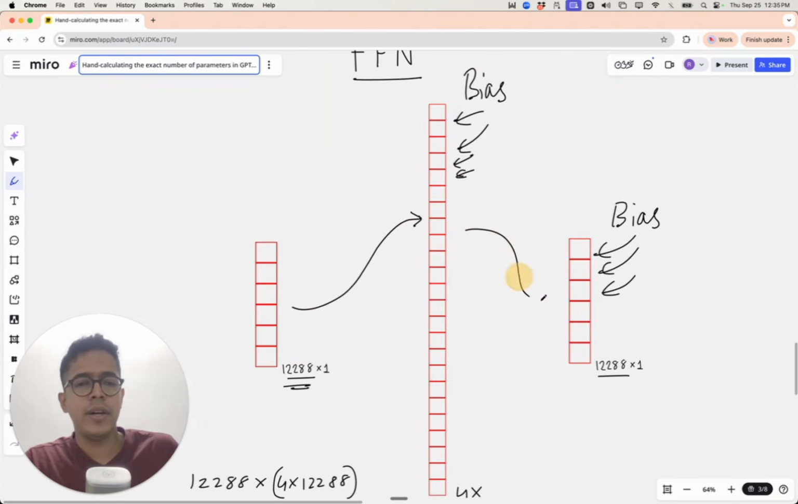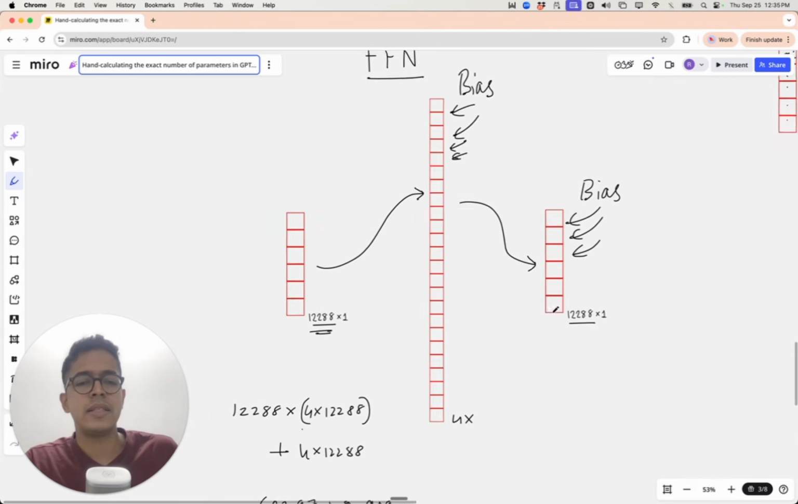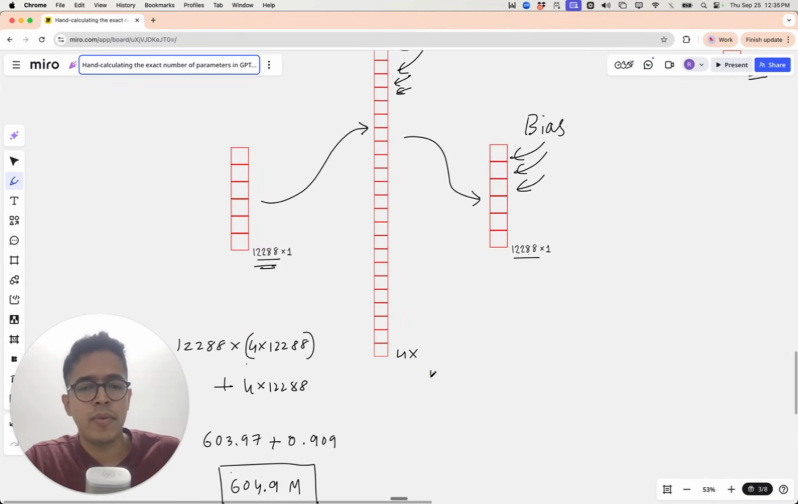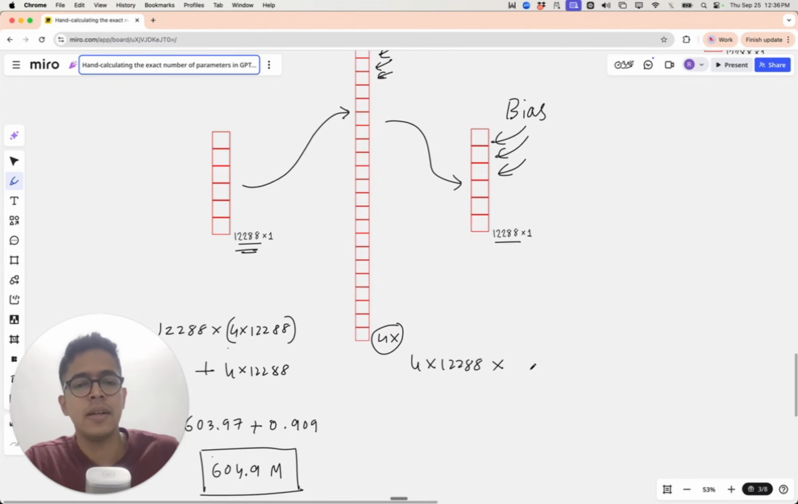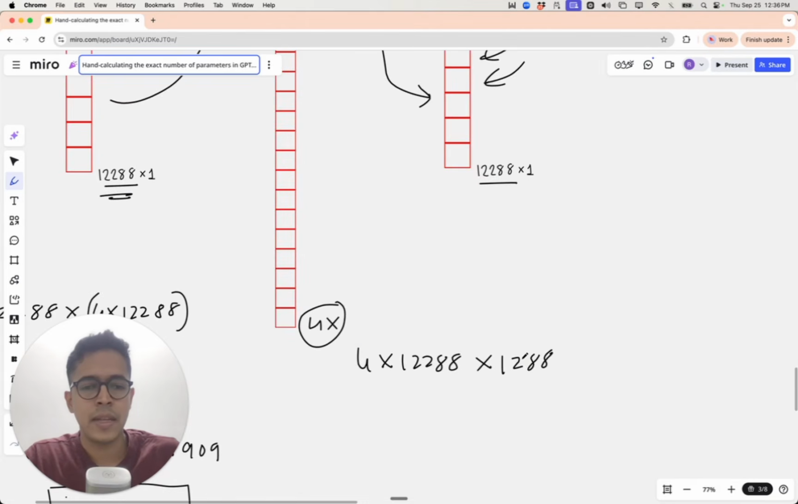Now from here to here, you are going back in dimensionality. So what will this be? Total number of weights will be 4 times 12288 times 12288. This 4x I have written is 4x of whatever this is, that's the number of dimensions here. And here it is 12288. So your matrix that performs this transformation will have that many parameters.